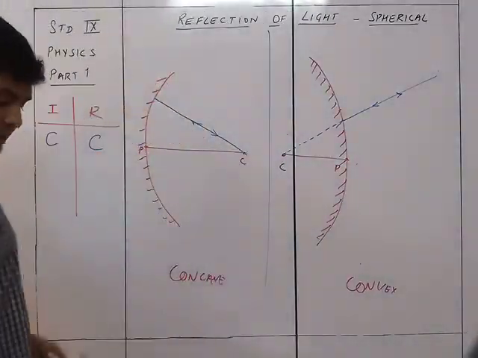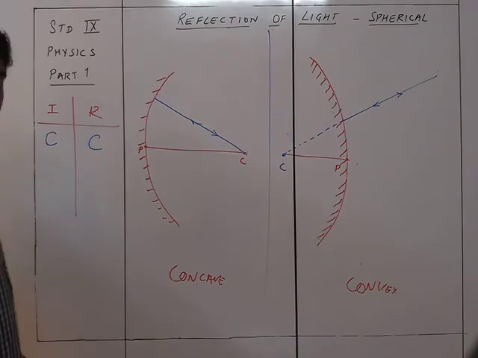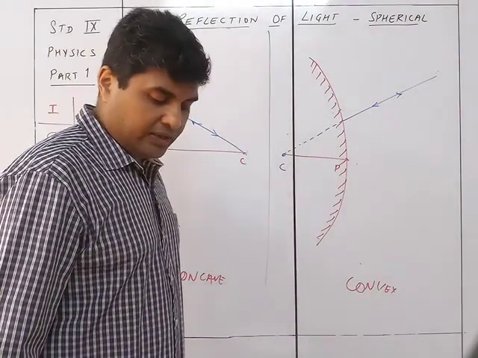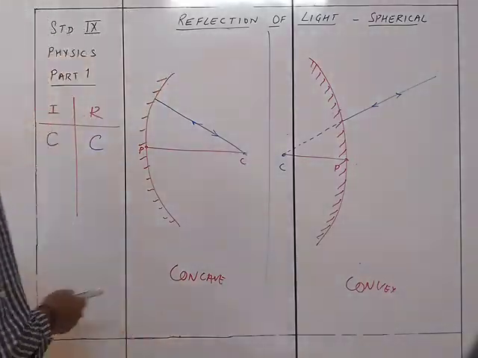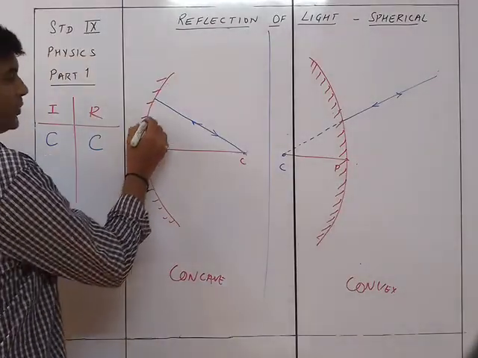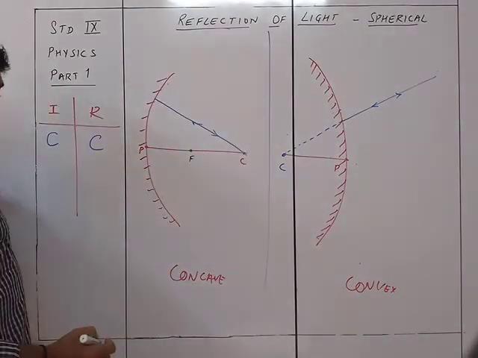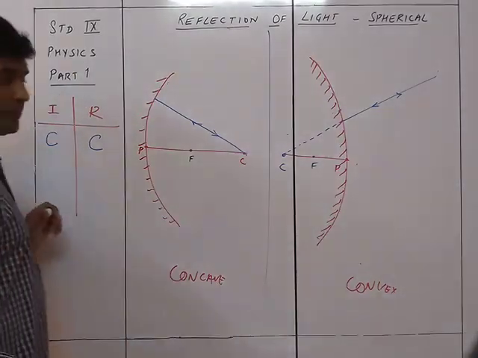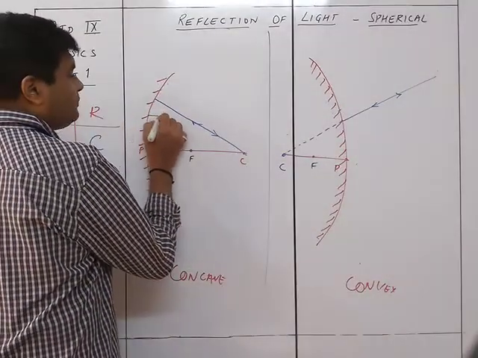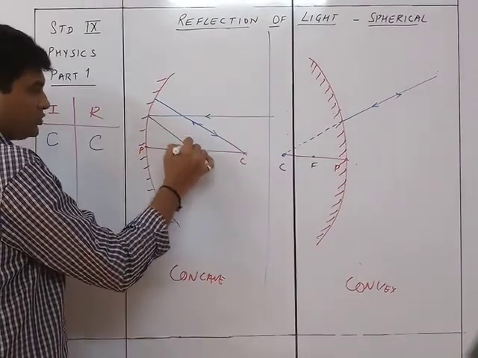The second rule is about a ray which is parallel to the principal axis. First of all, I just mark F over here, and over here also I'll mark it as F. This is the focus. We know that if a ray of light is parallel to the principal axis, it is going to pass through the focus when it is reflected.